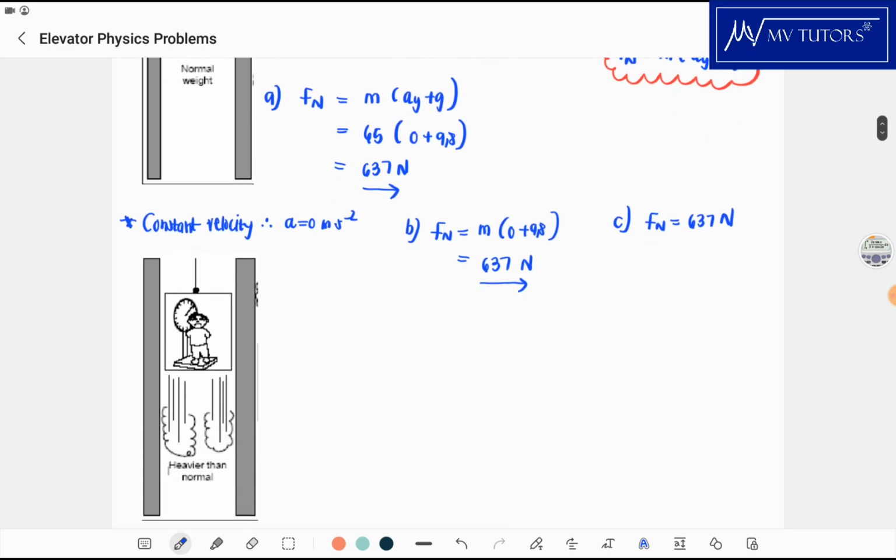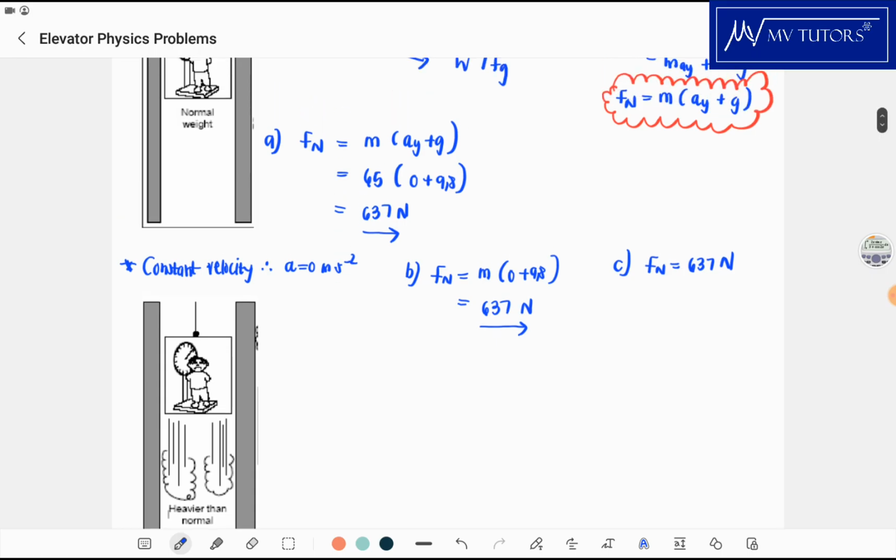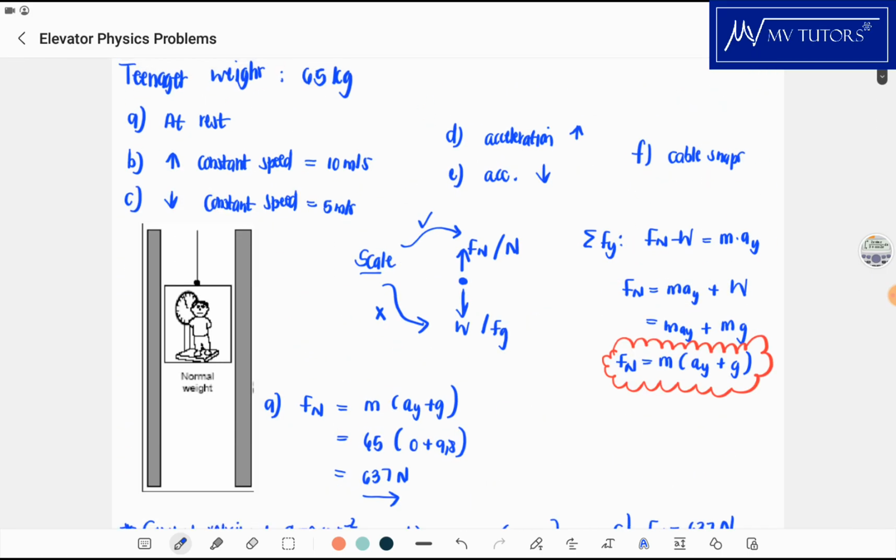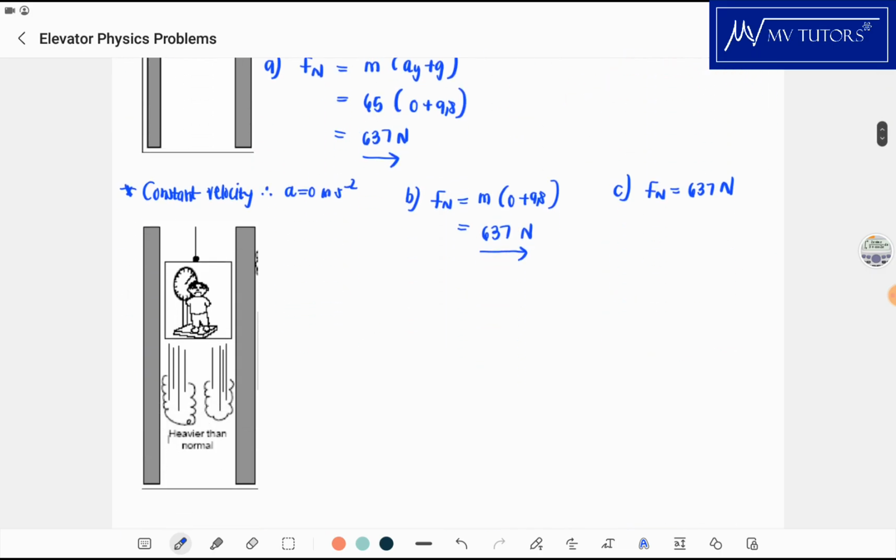Now, we get to a scenario where we are accelerating upwards. That's D, acceleration upwards. And let's say this elevator is accelerating at 5 meters per second squared. It can be any number, guys. It doesn't really matter. Okay, let's make it 5 meters per second squared. So this is now the elevator accelerating upwards. That's scenario number D.